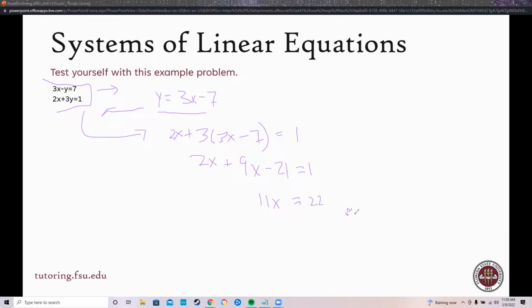Therefore, x is equal to 2. Now that I know what x is explicitly, being 2, I can plug this back into my known equation for y and get y is equal to 3 times 2, which is 6, minus 7, which is equal to -1.